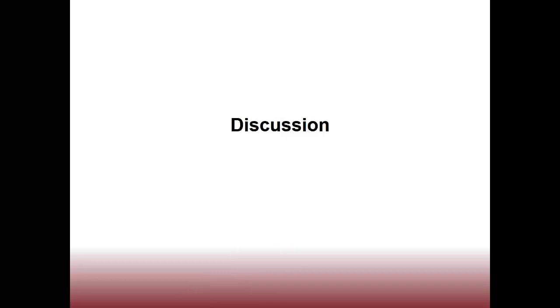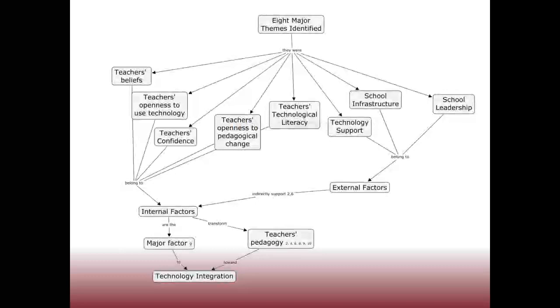Discussion. The 8 factors identified in the analysis of the studies selected can be divided into 2 categories of internal and external factors. The internal factors would encompass the 5 factors that deal specifically with teachers and their intrinsic philosophy. External factors are the other 3, which indirectly support the internal factors, or more specifically, the teacher.